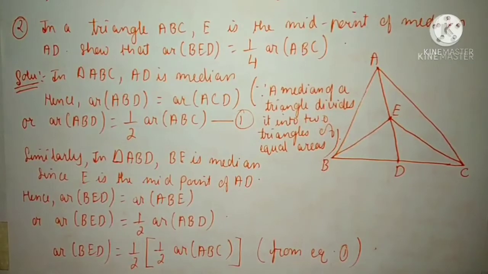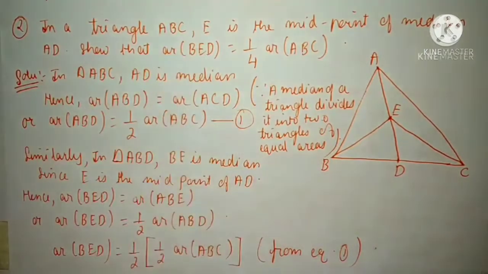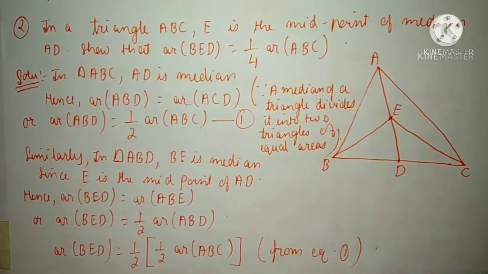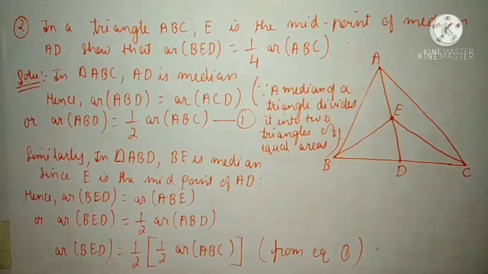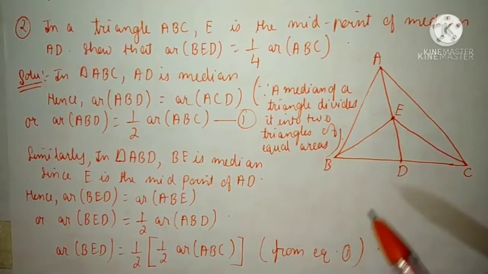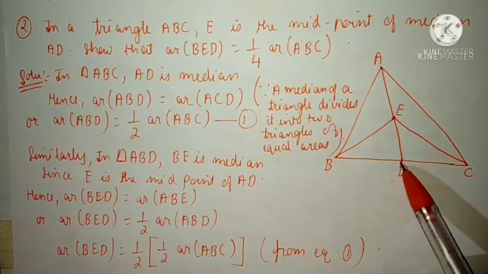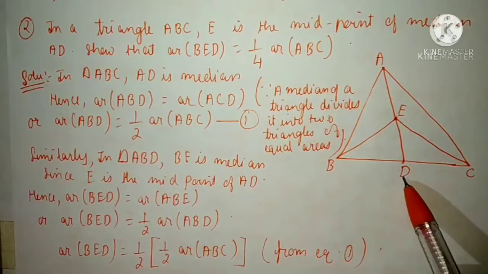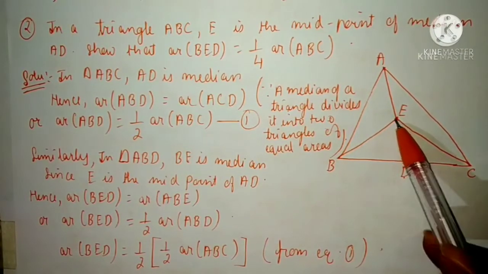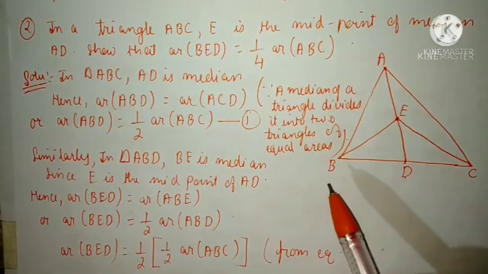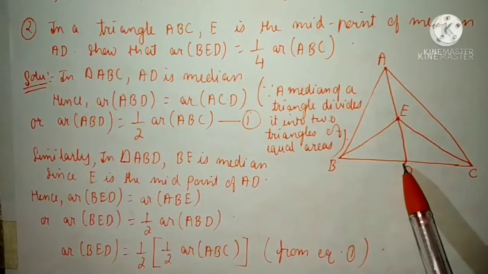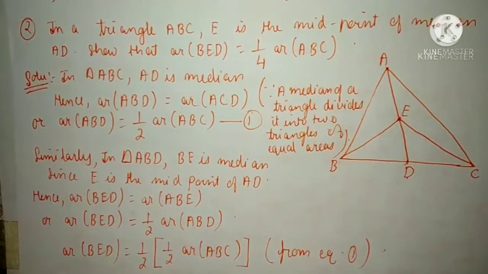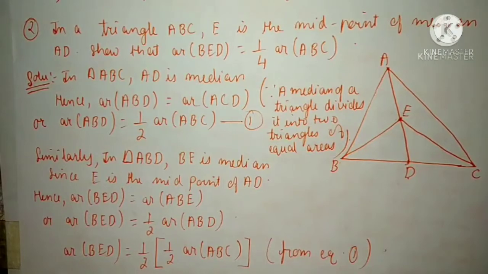Now let's see the second question. In a triangle ABC, E is the midpoint of median AD. Now in this it is given that this is a triangle ABC, and AD is the median, and this E is the midpoint of AD. Now we have to show that area of BED is equal to 1 by 4 of area of ABC. Now let's see the answer.